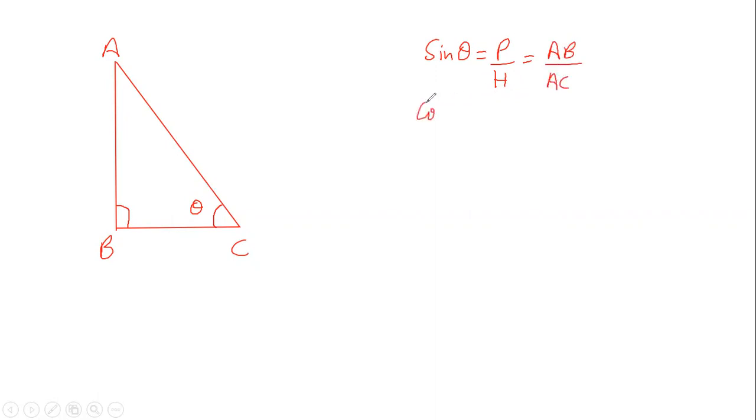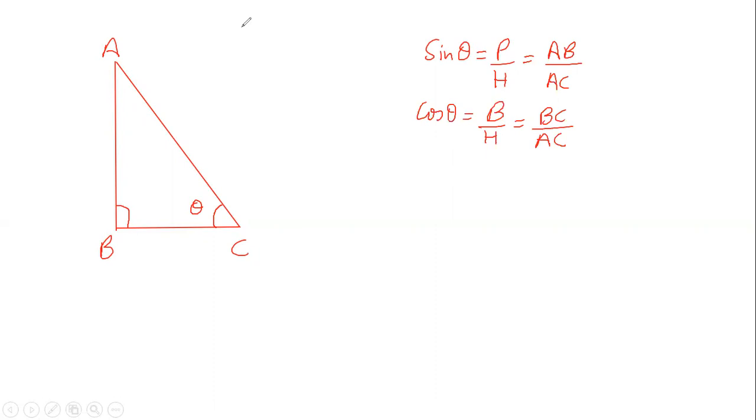Similarly, cos theta is base over hypotenuse. Here the base according to this angle theta is nothing but BC, and the hypotenuse is AC. So we get sine theta as perpendicular over hypotenuse, and cos theta as base over hypotenuse.